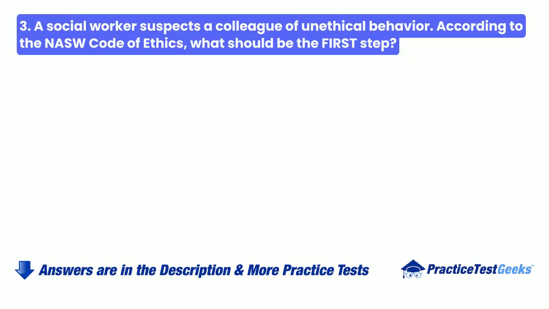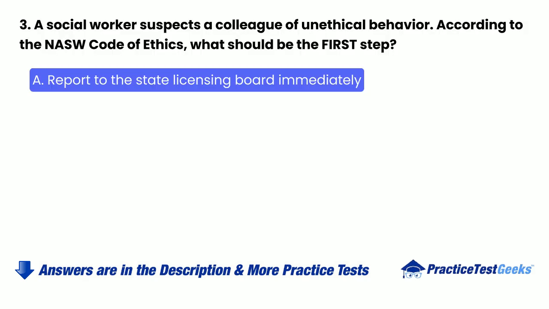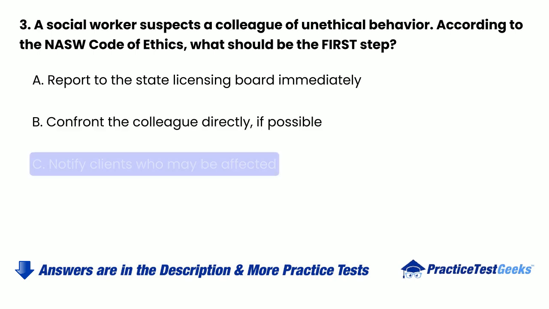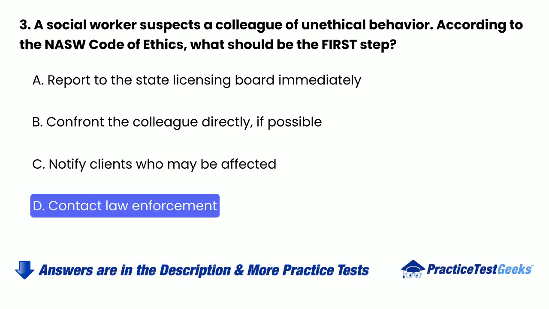3. A social worker suspects a colleague of unethical behavior. According to the ASWB Code of Ethics, what should be the first step? A. Report to the state licensing board immediately. B. Confront the colleague directly, if possible. C. Notify clients who may be affected. D. Contact law enforcement.